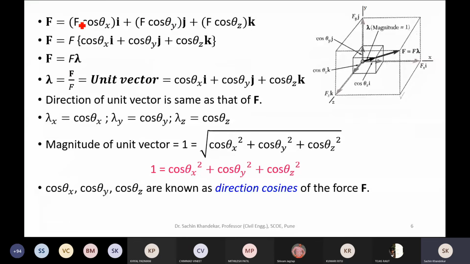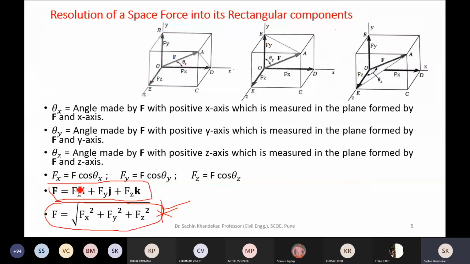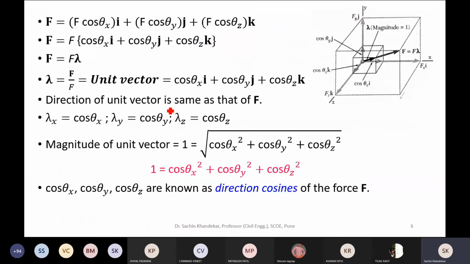Now in vector form, I know what is Fx. Fx is F into cos of theta x. I know what is Fy, F into cos of theta y. I know what is Fz. So substituting these values of Fx, Fy, and Fz in this vector equation, I can get a very simple equation. F is a vector, please note, equal to F cos of theta x i. Of course, this is the scalar component which is Fx, while this is Fy, and this is your Fz.